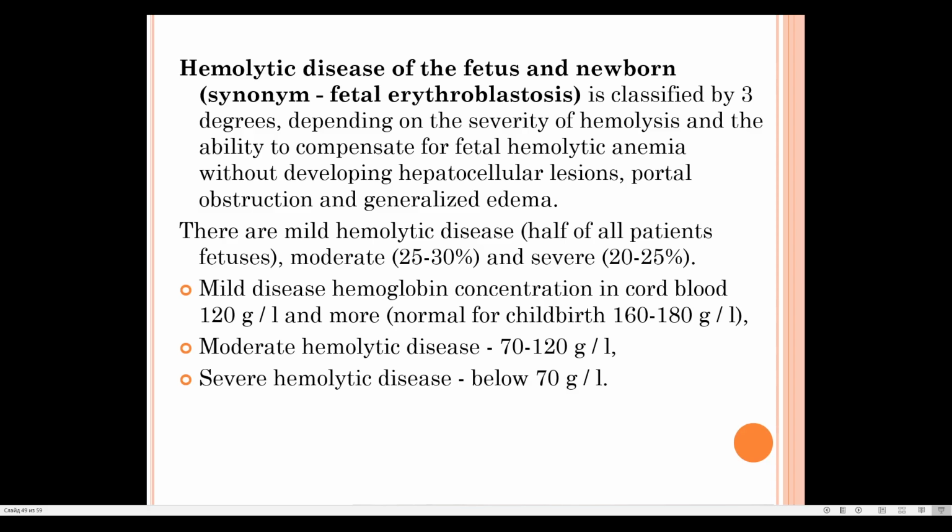Mild disease has a hemoglobin concentration in cord blood of 120 grams per liter and more, while normal is 160 to 180 grams per liter. Moderate hemolytic disease is characterized by a hemoglobin level of 70 to 120 grams per liter, and for severe hemolytic disease, hemoglobin is below 70 grams per liter.